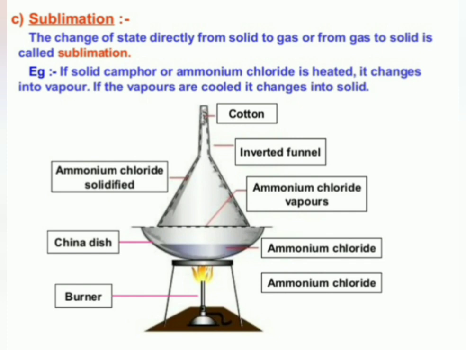First, the equipment needed for this activity: a china dish, burner, wire gauze, funnel, cotton, and camphor or ammonium chloride or naphthalene ball. We have taken ammonium chloride here, but instead you can take camphor also. So now we can see the activity of sublimation. Do you want to see this activity? Okay, we will see.